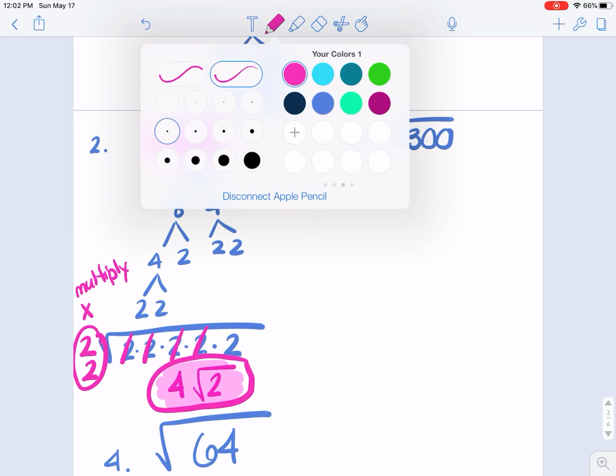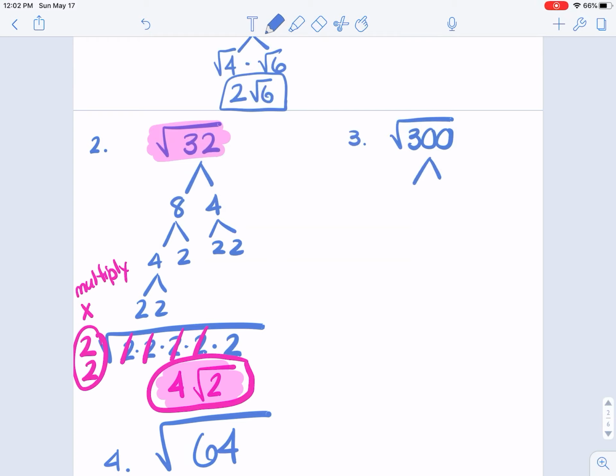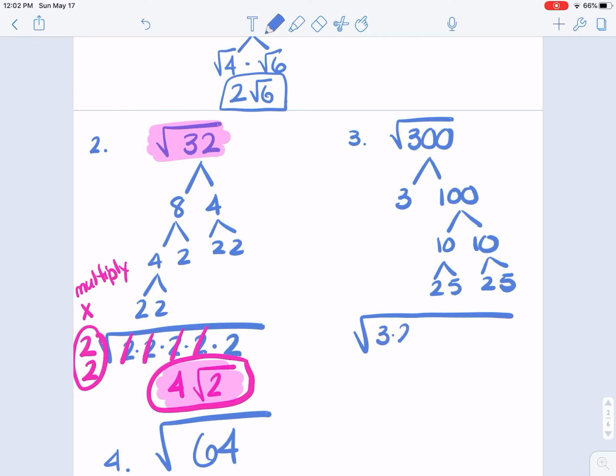All right, now let's do 300. I'm going to do 3 and 100. This would be 10 and 10, 2 and 5, 2 and 5. So underneath there, I've got a 3, a 2, a 5, a 2, and a 5. Sometimes circling helps you see all of the numbers. The other thing that would help you, the larger the numbers are, is to take the 2 seconds in your calculator, 3 times 2 times 5 times 2 times 5, and make sure you get 300.